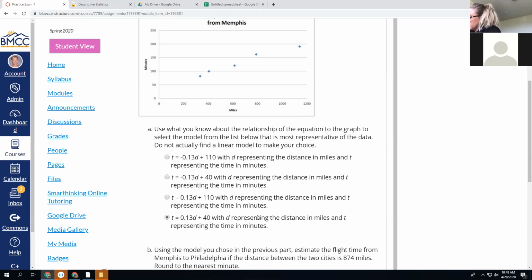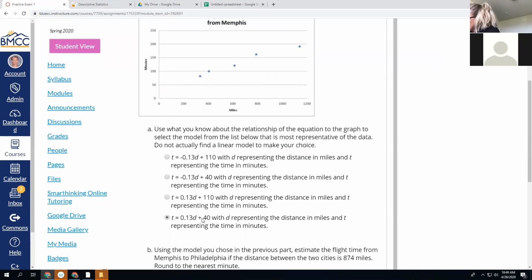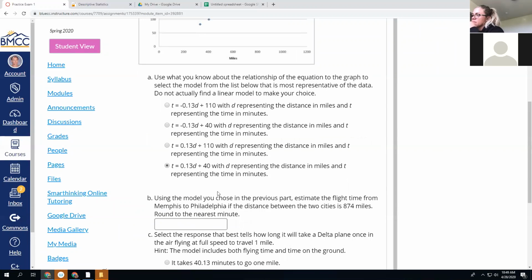So I think that's the best model based on what I can see here in the picture. That was the point of this, to look at the picture and see if you could estimate which of these equations would be the right one. It's uphill, so it's a positive slope, and the y-intercept appears to be more like 40 than 100 and something. So I would say that.